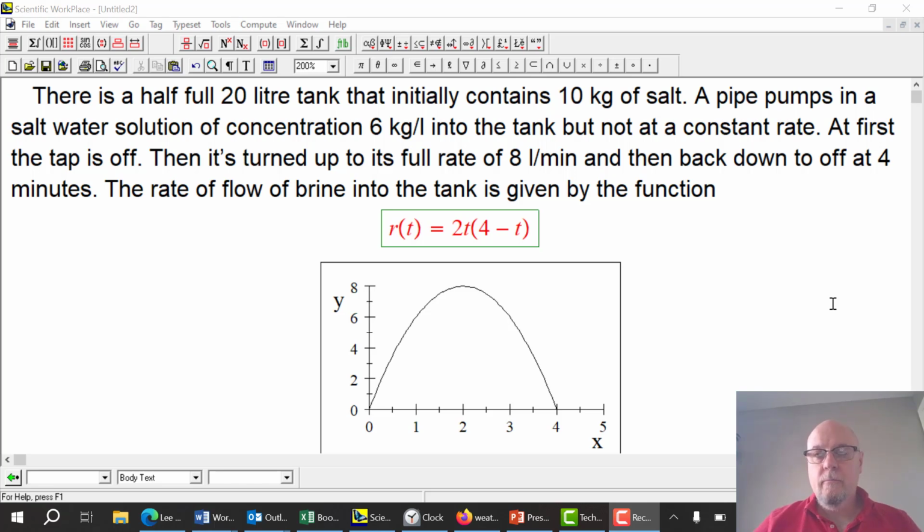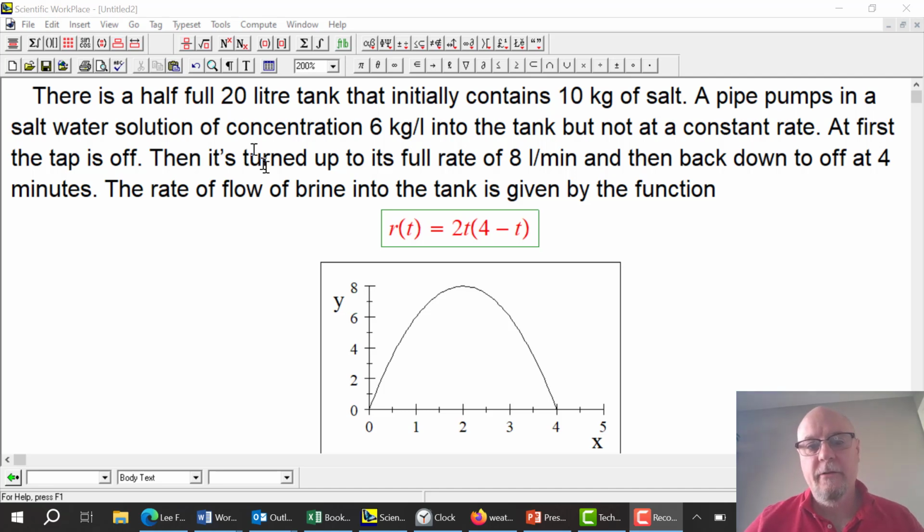So this is a tank question, a compartmental differential equations example, and it's going to end up being a little bit difficult because of the integration, not because of the setup. So let's read through. You've got a half full 20-liter tank. That means it initially contains 10 kilograms of salt. So at t equals 0, the volume is 10.